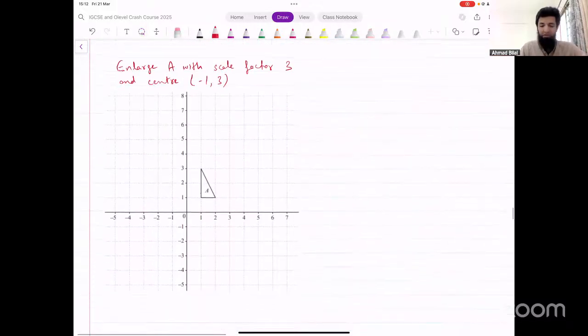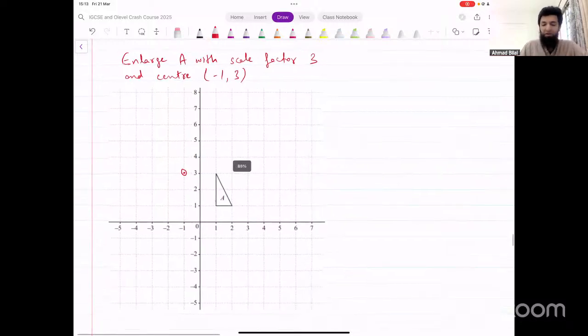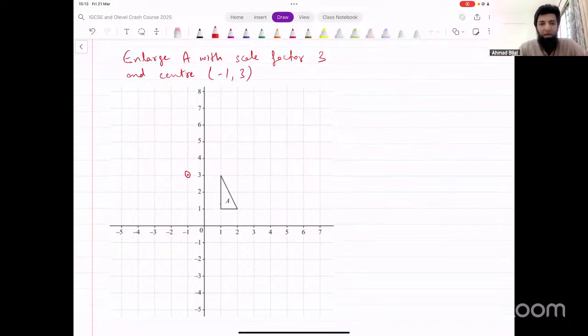Let's have a look at another. We want to enlarge this triangle with scale factor 3 now, but now the center is not the origin. The center of enlargement is something else now. The center of enlargement is -1, 3 in this case. Okay, -1 and 3. This is the point which we're saying is now the center of enlargement. Now, scale factor is 3. That means whatever is the distance of each point from the center of enlargement, it will get multiplied by 3.